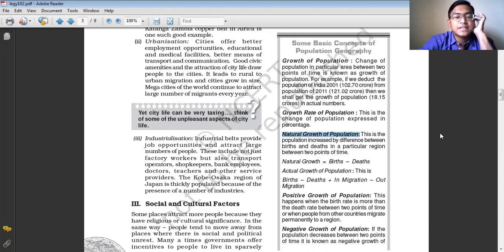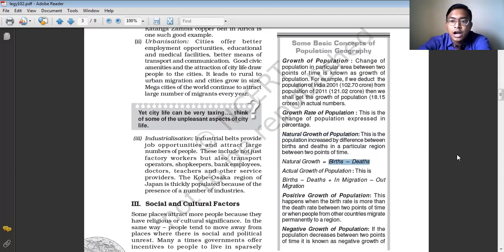So what is natural growth of population? Natural growth of population refers to when the population increases because of the birth rate and the death rate, that is, because of the difference in the birth rate and the death rate. And what is induced growth of population? When the population of a particular place or a country increases or decreases because of birth rate, death rate, and migration. And the migration may be in-migration and out-migration. So first, see the natural growth of population, which basically means the birth rate and the death rate.